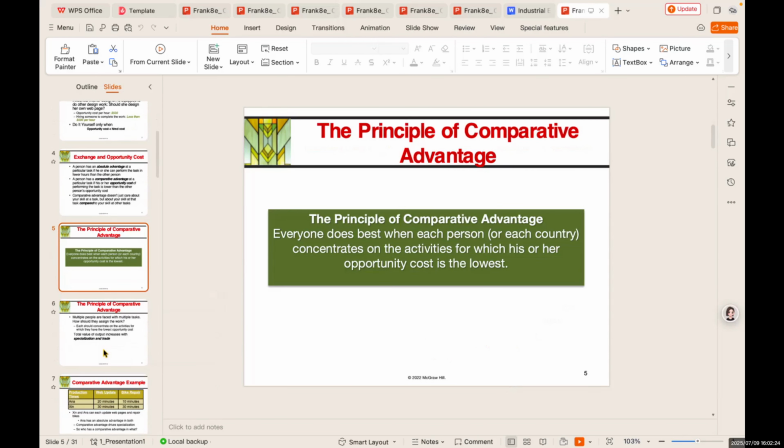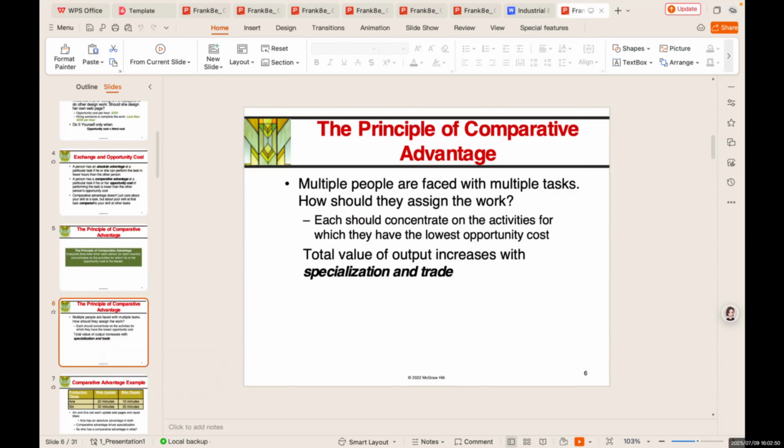The principle of comparative advantage is very important in so many economic sections. For example, it is the basic logic of the Ricardian model in international economics. This principle tells us everyone in the economic environment should specialize in the task that they have a comparative advantage in. So the basic logic is that total value of output increases with specialization and trade. I will show you specifically later.